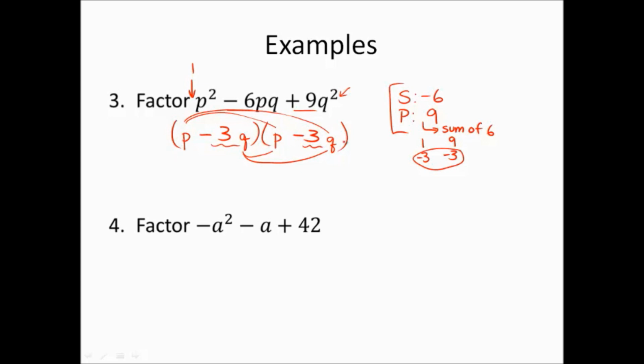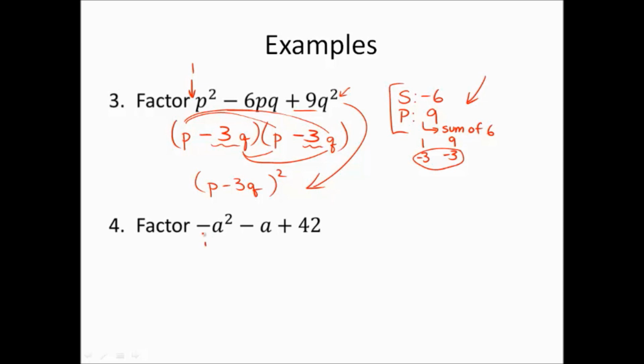Notice that this is actually the same bracket. It could be written as (p minus 3q) squared. A little later, you'll also learn about special factoring, and this is actually a pattern that you may be looking out for in the future. But for now, you can always fall back on this process to guide you. Let's look at the next example.